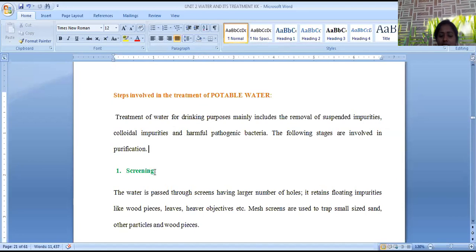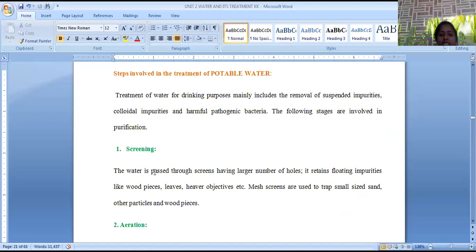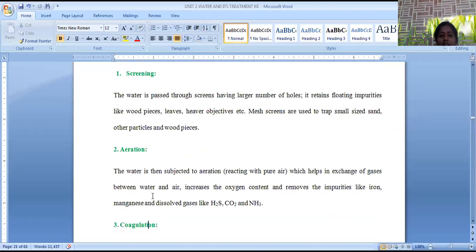Screening is nothing but the simple removal of impurities which are floating on the surface, or any solid impurities present in the water. Simply we can say it is the filtration of large objects from the water by passing through screens. Any metallic screens can be used; bar screens and mesh screens, two kinds we apply in order to remove all the solid impurities from the water. And second is aeration.